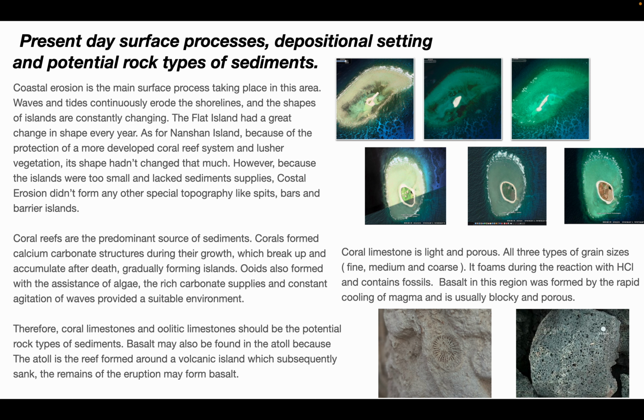Basalt may also be found in the atoll because the atoll is the reef formed around the volcanic island which subsequently sank. The remains of the eruption may form this basalt. Coral limestone is light and porous. All these three types of grain size, the fine, medium, and coarse grain, can all be found. It forms during the reaction with hydrochloric acid and contains fossils. Basalt in this region was formed by the rapid cooling of magma and is usually blocky and porous.